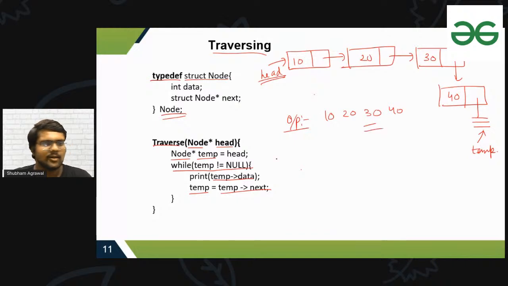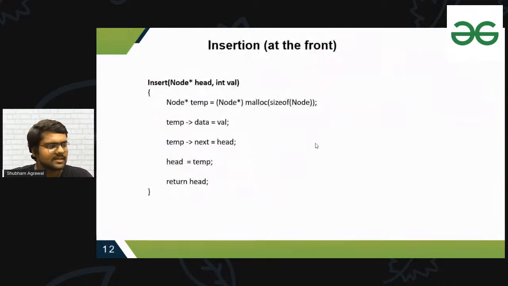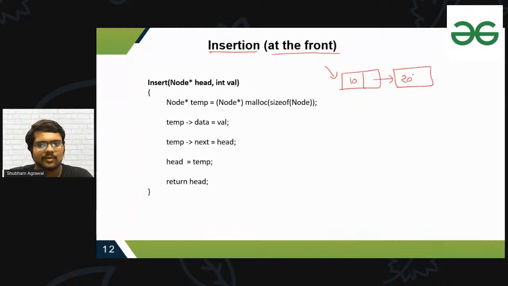And now let's see how we can insert a node in this linked list. Let's see first insertion at the front. Here we have a linked list in which 3 elements are there, and the last element is pointing to null. Now we have to insert a node at the beginning. So I want to insert a node at this position.